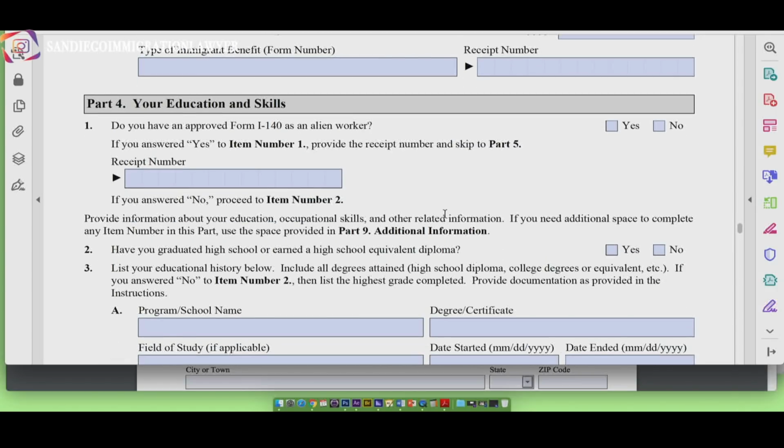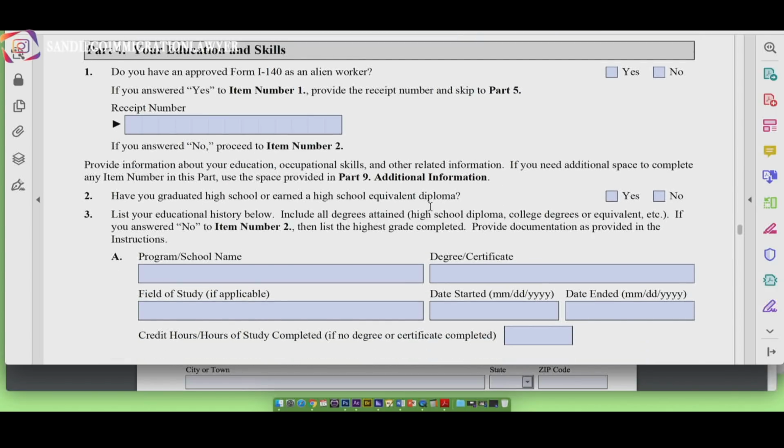So if you might fall into that gray area of maybe being inadmissible, one of the things that they can consider is your ability to work and support yourself. One of the first questions under education and skills has to do with the I-140 alien worker.